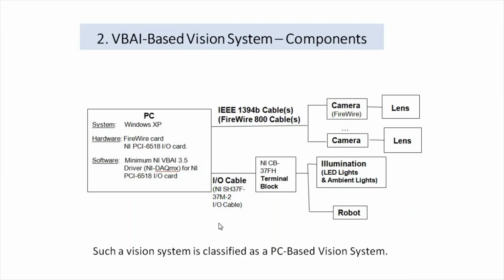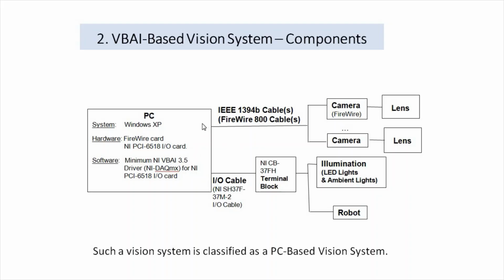This is the block diagram showing the components of our VBAI-based vision system. It has a personal computer, one or more cameras and lenses, and the illumination. Inside the computer, there is a FireWire card and an input-output card. There is also a driver software for the input-output card.